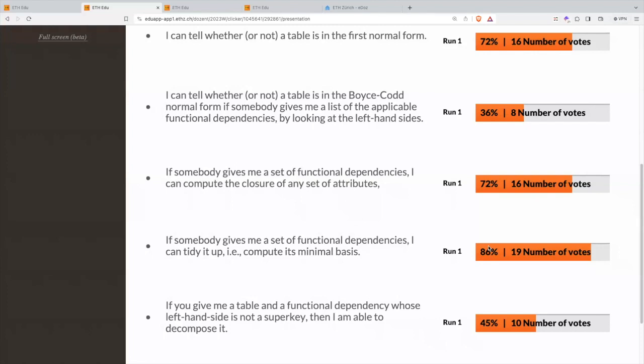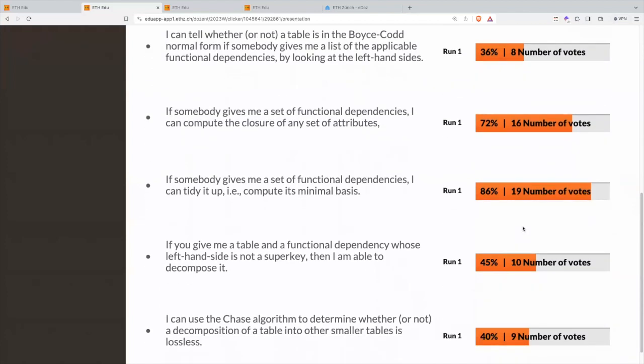Then detecting the Boyce-Codd normal form, 1/3 of you is able to do that yet. So maybe that's something you can practice a little bit. You really need to look at the functional dependencies. Do you ever have something that's not a super key on the left? And that's the way you can tell, right? If somebody gives you a set of functional dependencies and the set of attributes, 3/4 of you can compute the closure. So that's good. Remember that 100% of you got it right last week, this one, the closure of a set of attributes. All of you got it right.